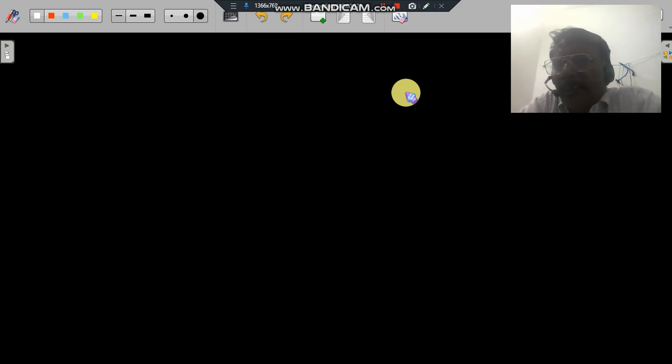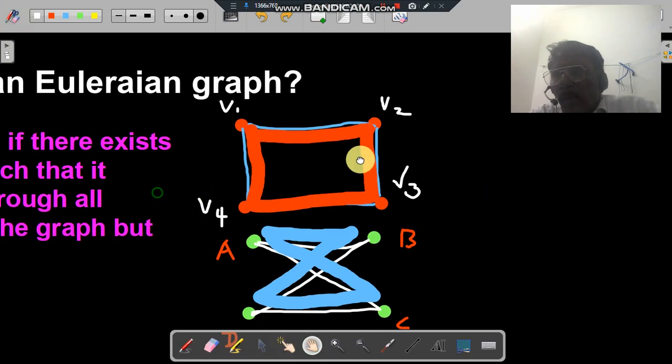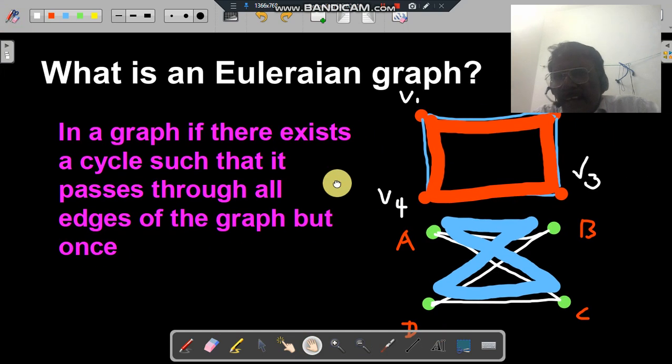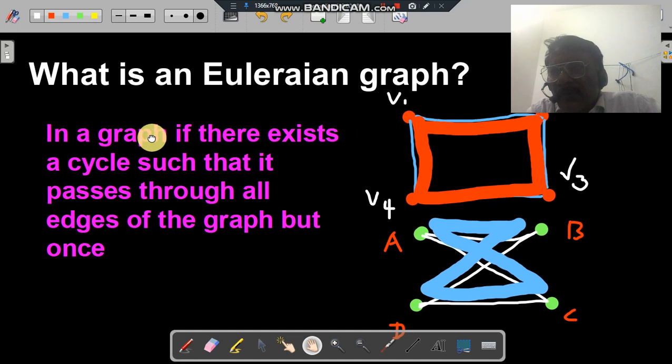In the previous day we talked about what is an Eulerian graph. It is a graph in which there exists at least one cycle such that it contains each edge only one time. Such a graph is called an Eulerian graph.